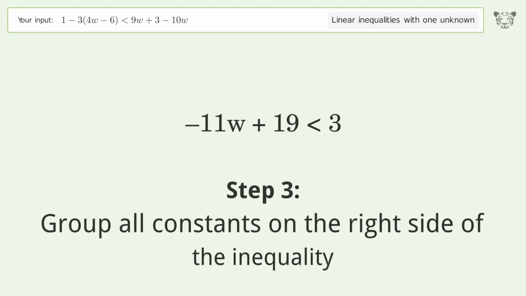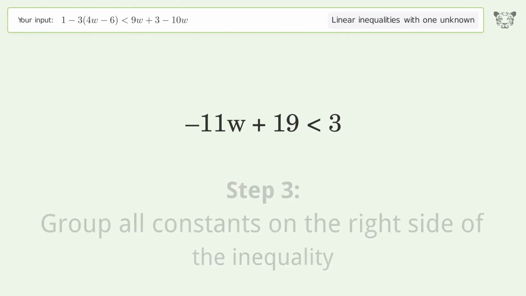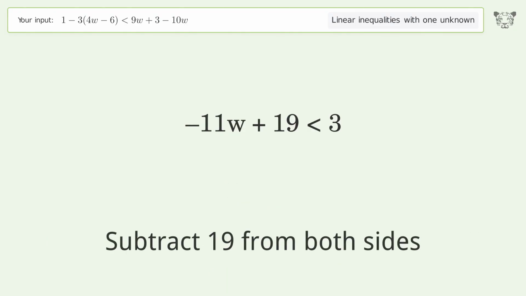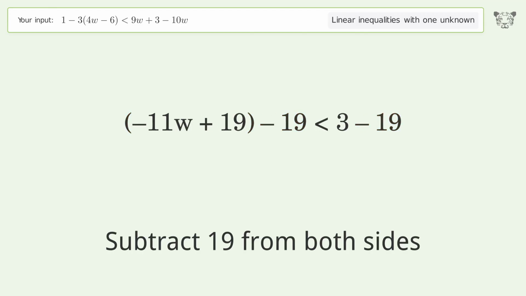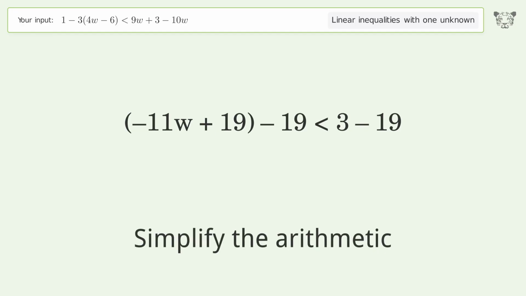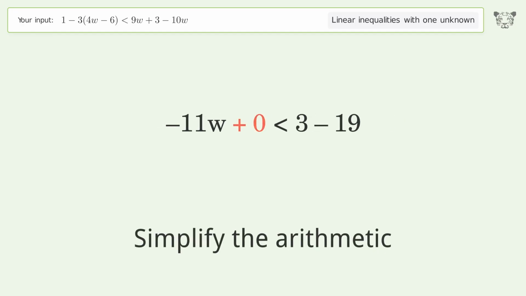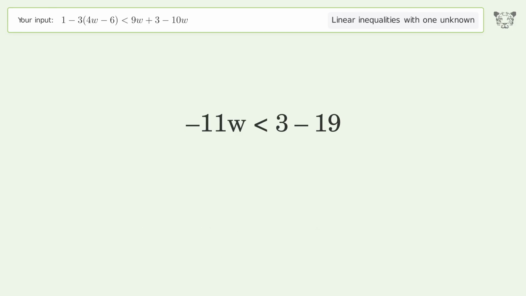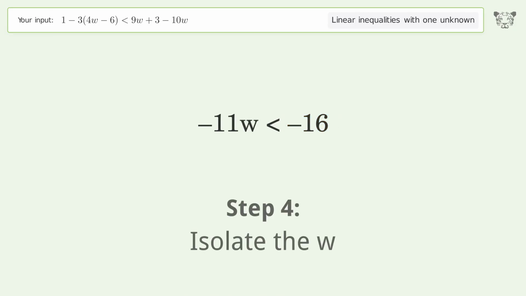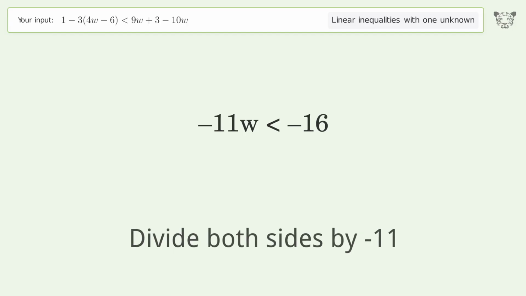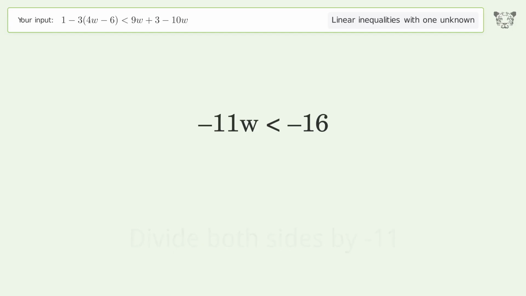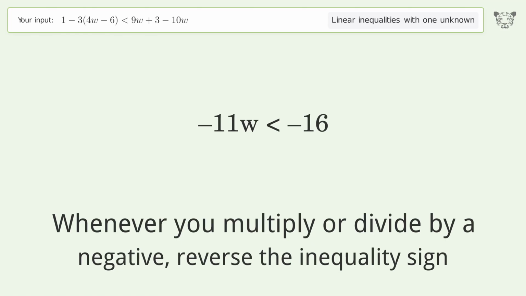Group all constants on the right side of the inequality. Subtract 19 from both sides. Simplify the arithmetic. Isolate the w. Divide both sides by -11. Whenever you multiply or divide by a negative, reverse the inequality sign.